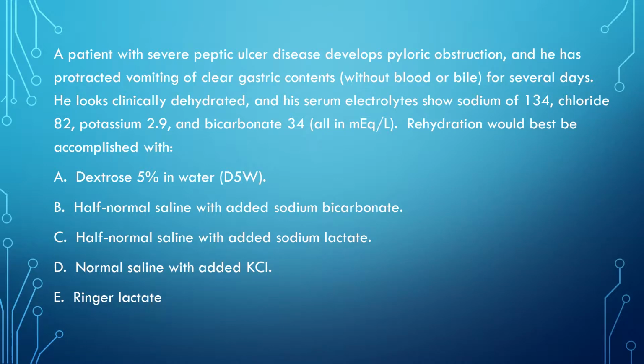This question is one of the classical questions used with surgical residents and students in surgery. A patient with severe peptic ulcer disease develops pyloric obstruction and he has protracted vomiting of clear gastric contents without blood or bile for several days. He looks clinically dehydrated and his serum electrolytes show sodium of 134, chloride 82, potassium 2.9, and bicarbonate 34. Rehydration would best be accomplished with, and the choices are given below.